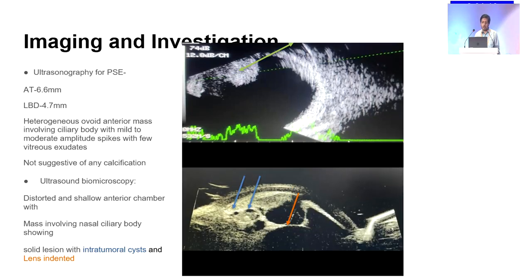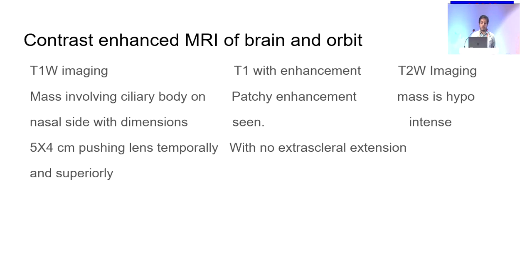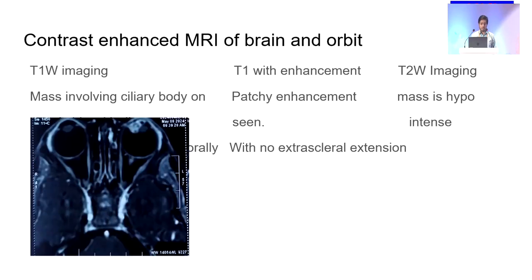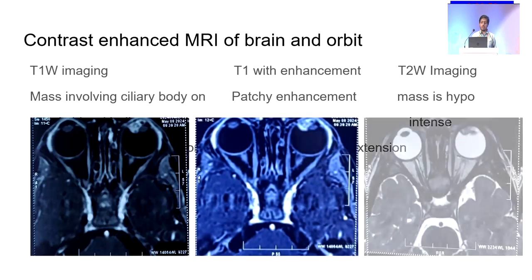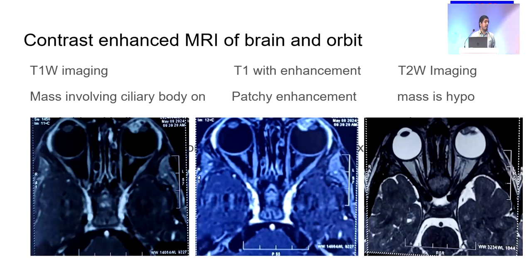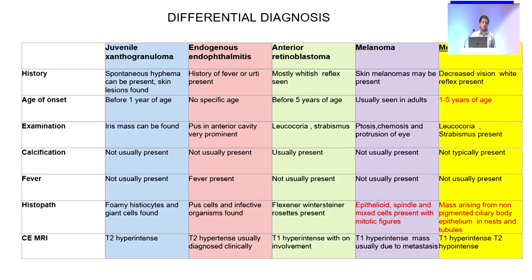On ultrasound biomicroscopy, there were intratumoral cysts present, abutting the lens and causing distortion of the iris. There was also some displacement of the lens. So we made a provisional diagnosis of medulloepithelioma. On MRI, there was T1 hyperintense, T2 hypointense signal with patchy enhancement. So anterior RB can also be a consideration.